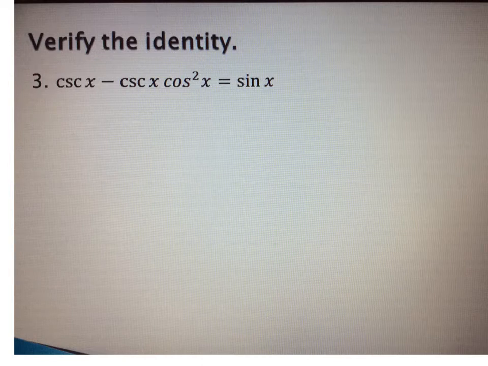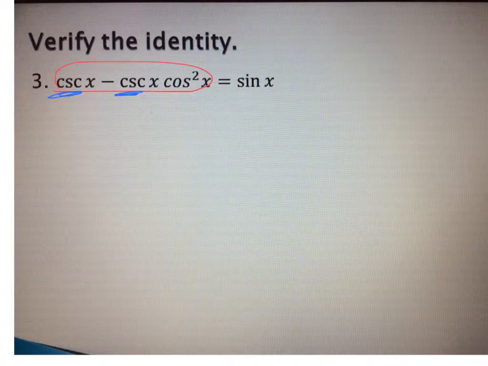Here we're verifying the identity again, so I would recommend starting with the more complicated side, just as before, and we're going to use several strategies for this. In this one, I see that we have a common term of cosecant in both the first term and the second term on the left-hand side. So one of the strategies that we had was to factor, if we could.